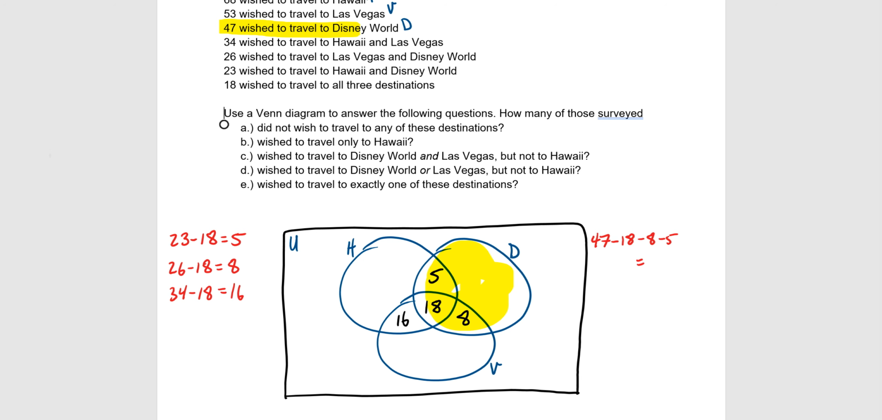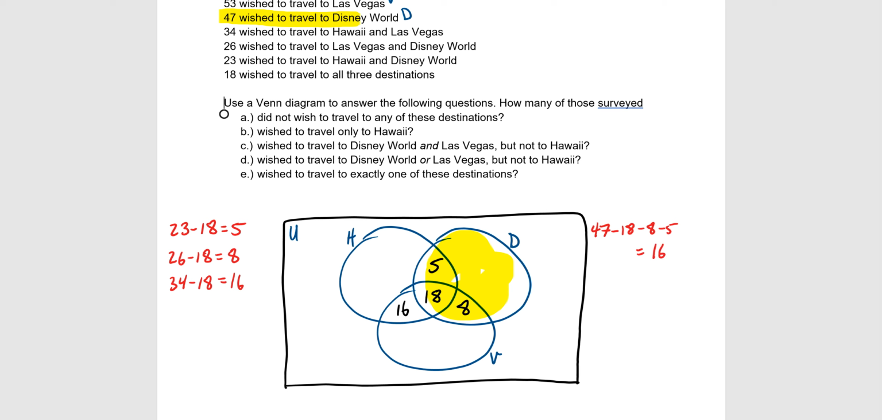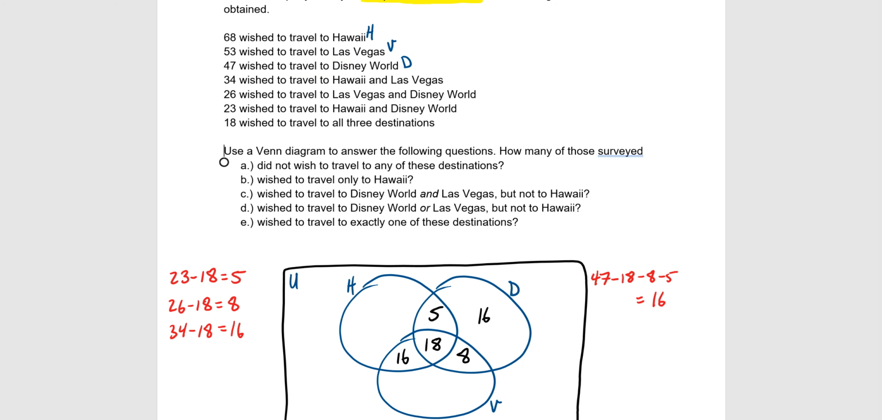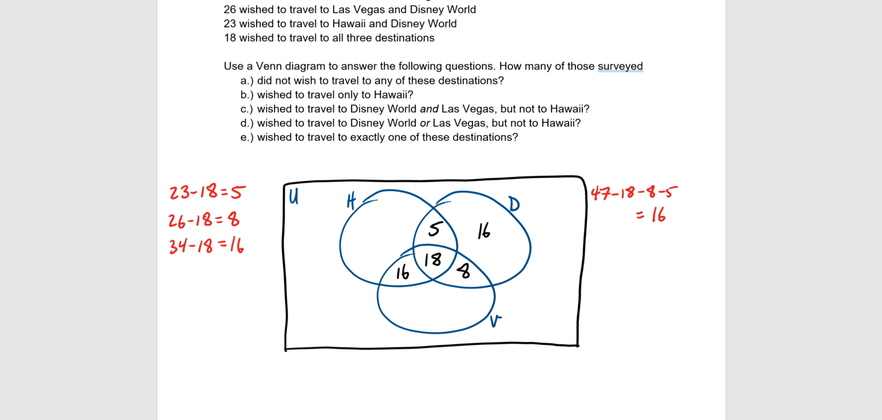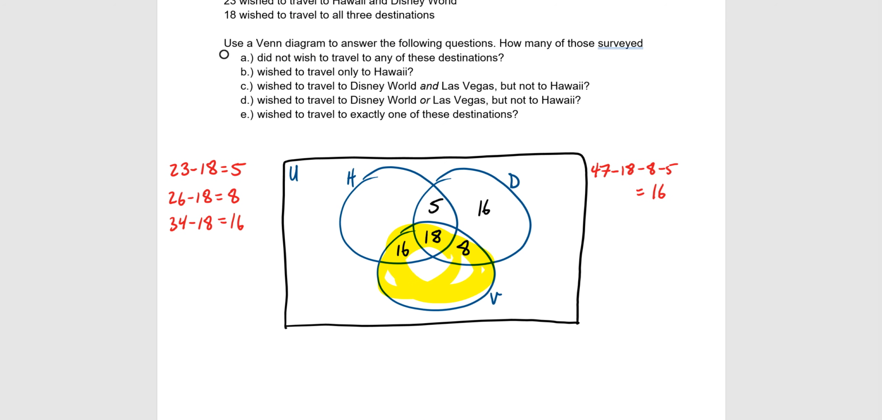And that's going to give us 16. So 16 wanted to only go to Disney. And for the next one, we have 53 to Vegas. So 53 to Vegas, that means this whole circle for Vegas needs to add up to 53. We already have those numbers in there, so we have to subtract them off. 53 minus 16 minus 18 minus 8. And this gives us a value of 11. So that means 11 people wanted to only go to Vegas.